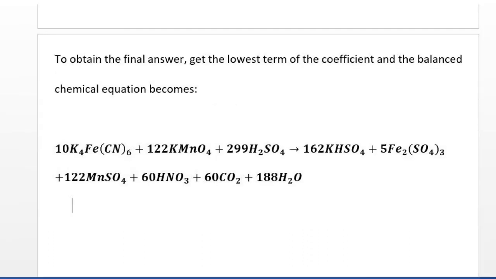To obtain the final answer, get the lowest term of the coefficient. And the balanced chemical equation becomes 10 molecules of potassium ferrocyanide plus 122 molecules of potassium permanganate plus 299 molecules of sulfuric acid to produce 162 molecules of potassium bisulfate plus 5 molecules of iron 3 sulfate plus 122 molecules of manganese sulfate plus 60 molecules of nitric acid plus 60 molecules of carbon dioxide plus 188 molecules of water.